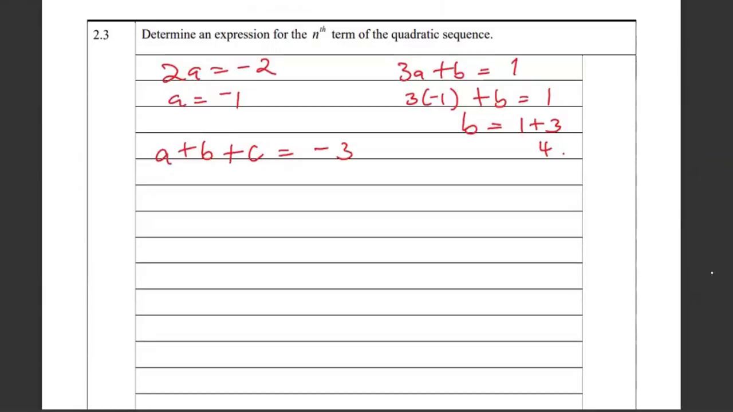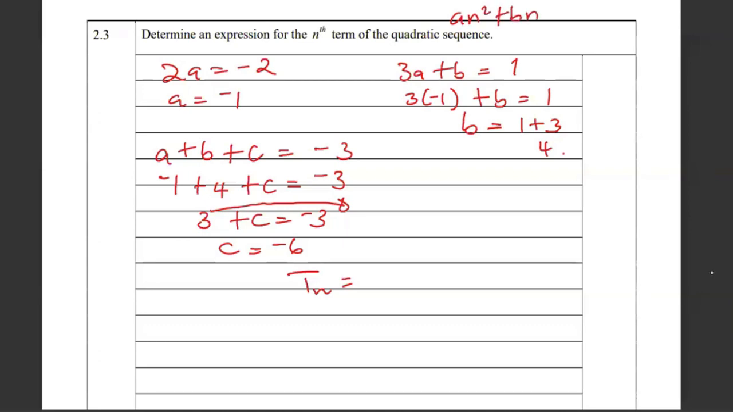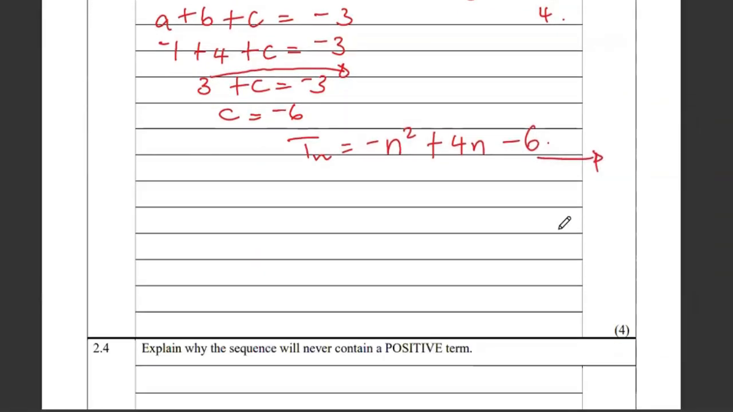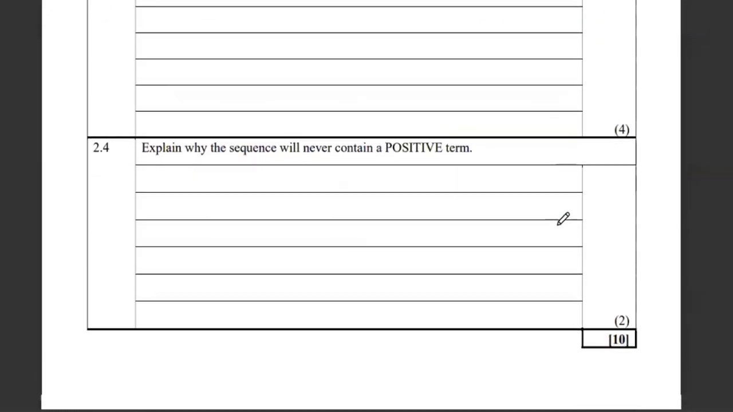Okay, then we're going to have to do the substitutions. -1 plus 4 plus c should give us -3. This is going to be 3 plus c is -3, which means c is going to be, when we move this one to that side, -6. So the Tn, remember the general term of a quadratic is an squared plus bn plus c. So meaning that we have -n squared plus 4n minus 6 as our result. All right, so that is 2.3 for 4 marks.